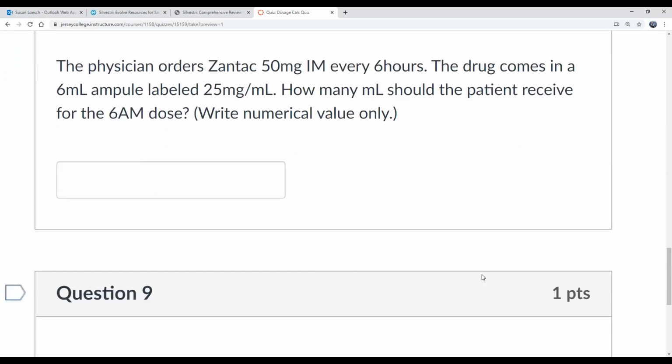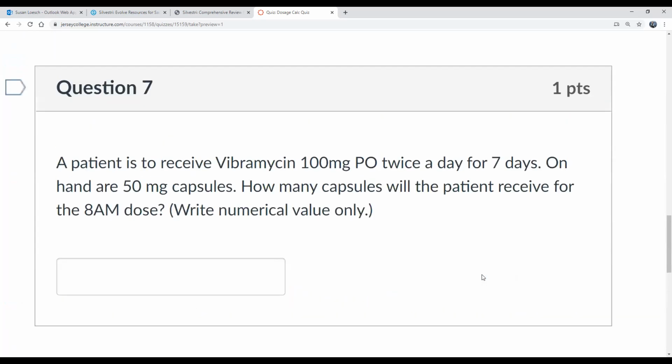Can we go back to that problem? Sure. Twice a day for 7 days. How many capsules will the patient receive, you said, for the 8 a.m.? Yes. So we do desired over have? Yes. And then it's just that answer.